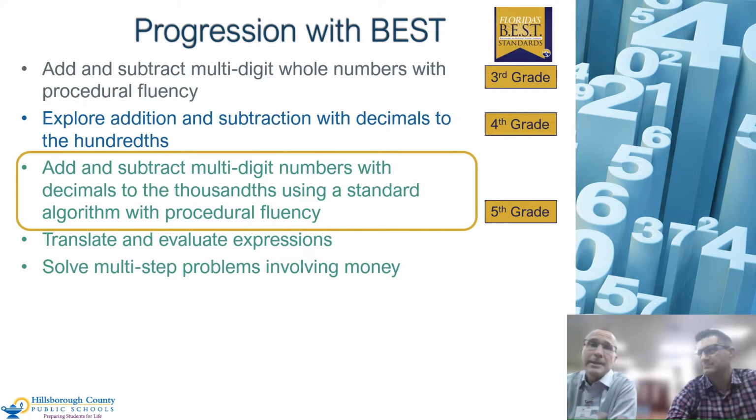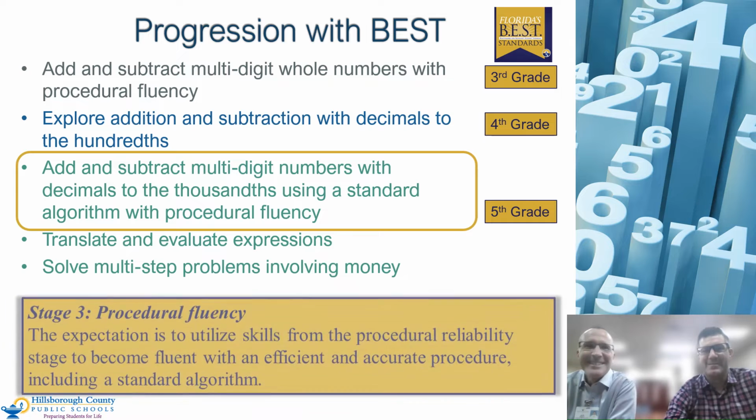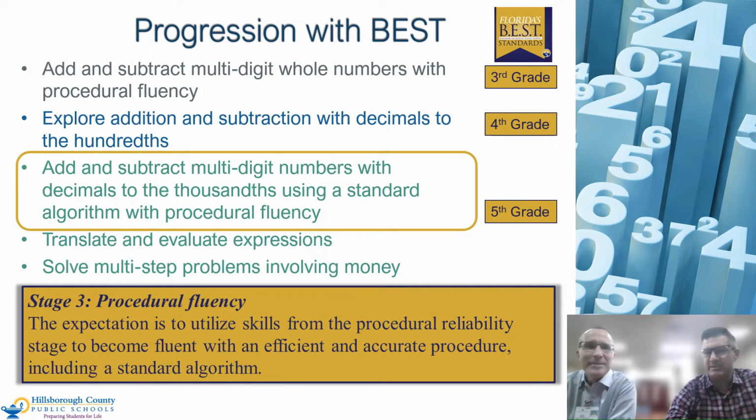Okay, so that's why you asked that question on the previous slide. We're going to dig into that standard algorithm thing, I bet. You got me. And you may be wondering, what is this procedural fluency? Well, that's stage 3 of fluency, and that is where basically kids have an idea of what it means to add, to subtract, to work with decimals, but they're now becoming fluent, efficient and accurate with some sort of procedure.